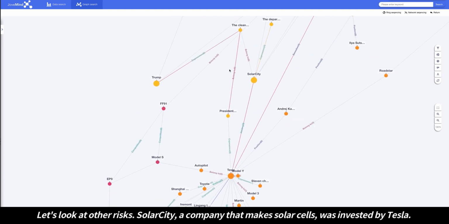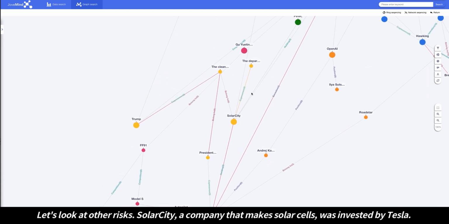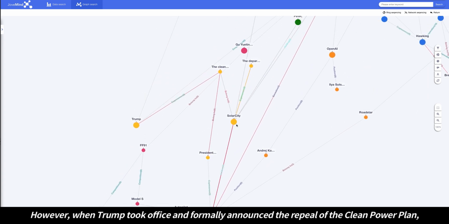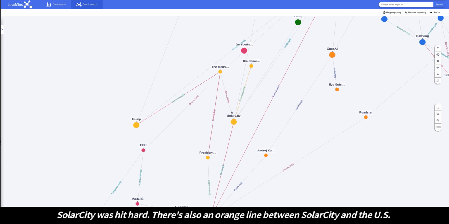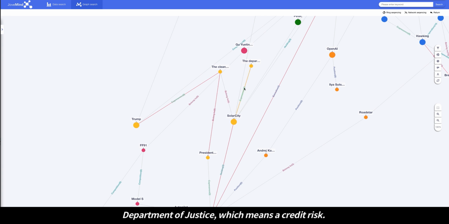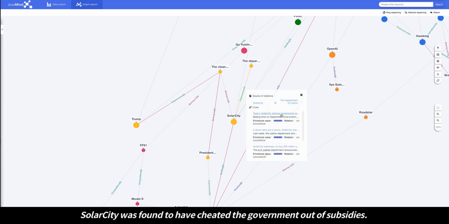SolarCity, a company that makes solar cells, was invested by Tesla. However, when Trump took office and formally announced the repeal of the Clean Power Plan, SolarCity was hit hard. There's also an orange line between SolarCity and the U.S. Department of Justice, which means a credit risk. SolarCity was found to have cheated the government out of subsidies.